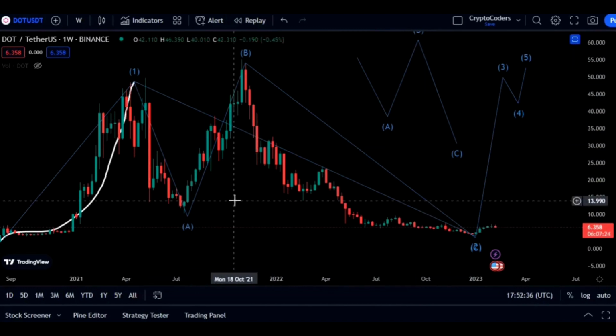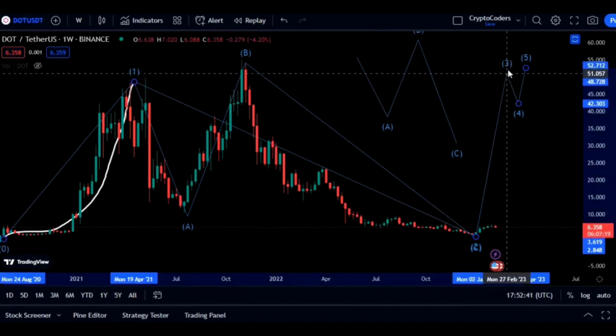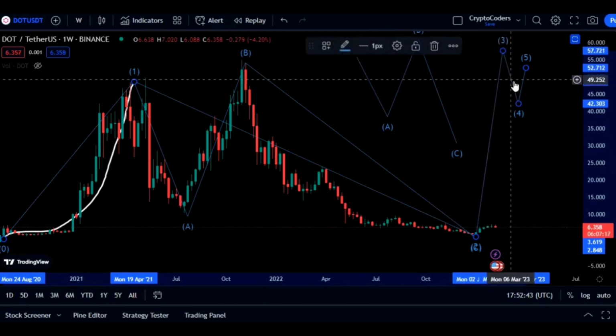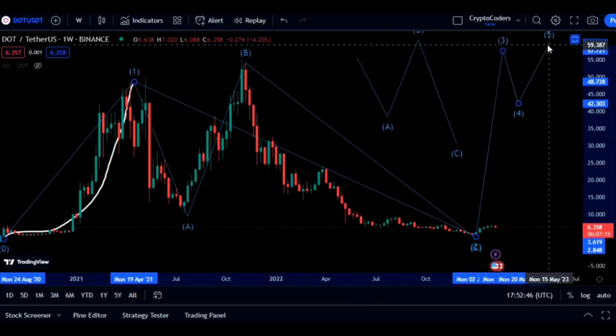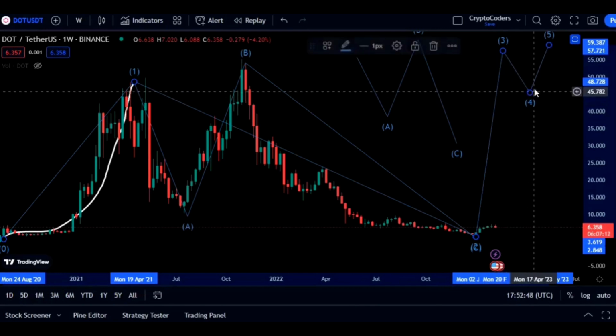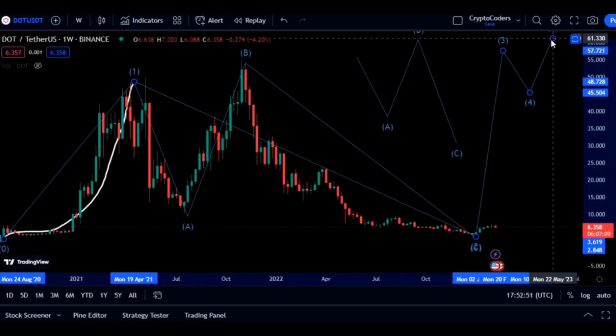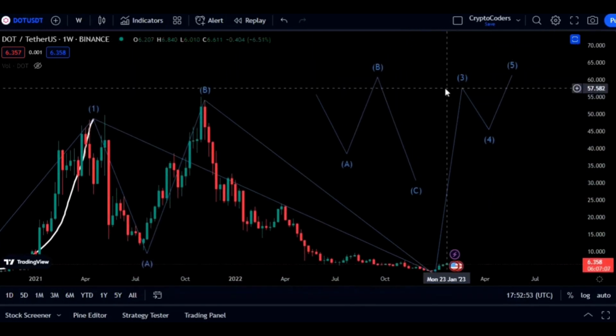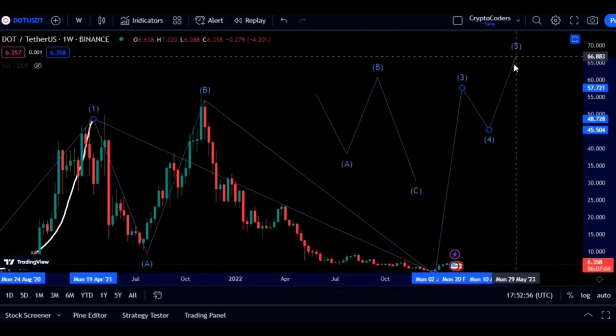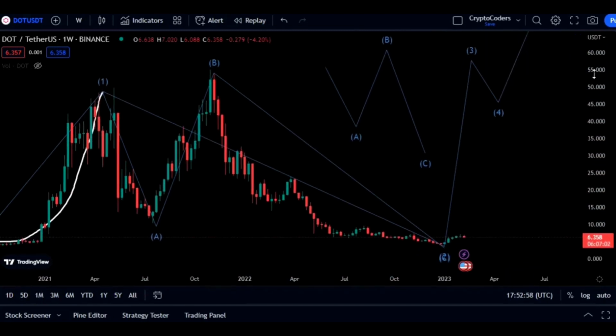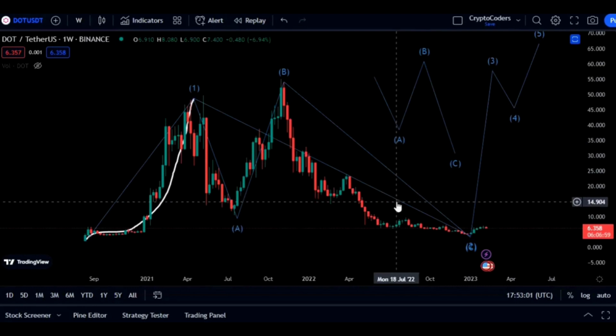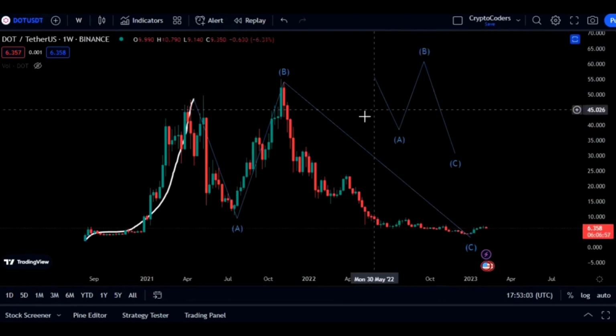So this is the most suitable count according to my analysis. And then we'll go for wave 3, which is supposed to be the most impulsive one, and then a retracement for wave 4, and then again break the wave 3 high and go for wave 5. So let me give you my targets for our wave 3.